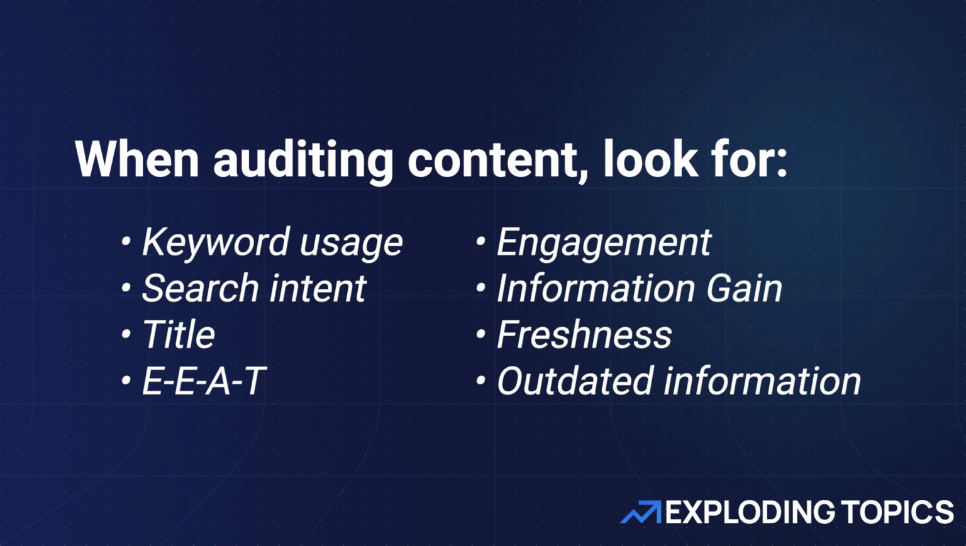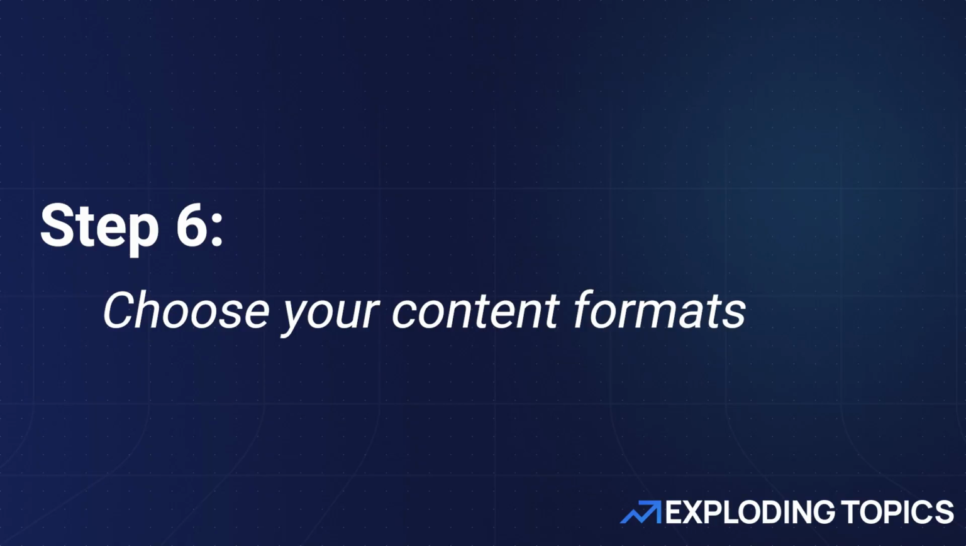You should also be checking whether it still has unique value compared to what's ranking now. Once you apply these criteria to the content you're reviewing, you can create a solid action plan to address existing weaknesses and turn them into strengths. Step 6. Choose your content formats. Now that you know your goals, audience, and topics, it's time to think about how you'll deliver your content.